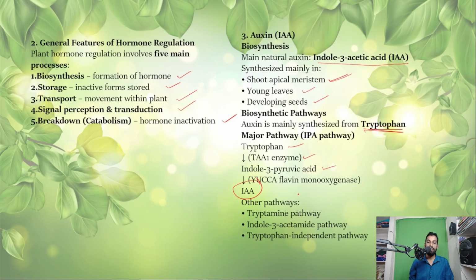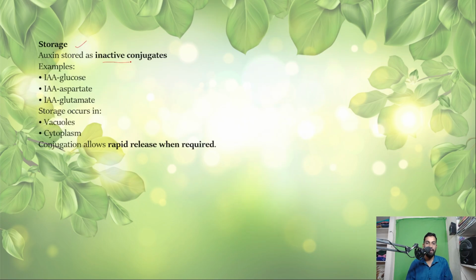There are other pathways also. This is one major pathway. The other pathways are the tryptophan pathway, the indole-3-acetamide pathway, and the tryptophan-independent pathway. These are important keywords, so please remember all of these. It is stored as inactive conjugates. So any enzyme that stores it as an inactive form. Okay. The inactive forms are IAA glucose, IAA aspartate, IAA glutamate.